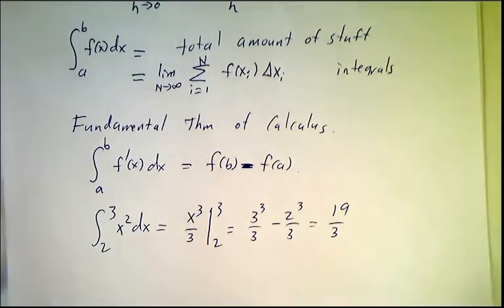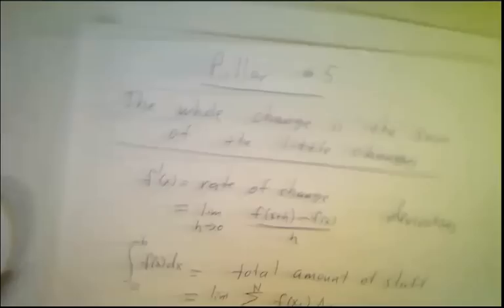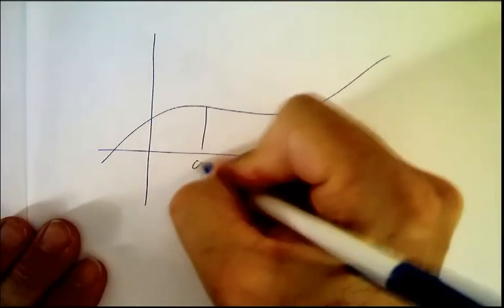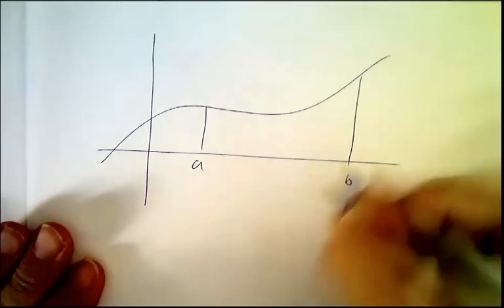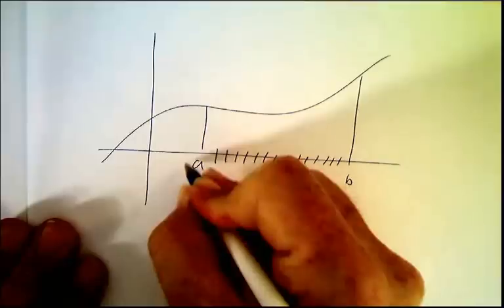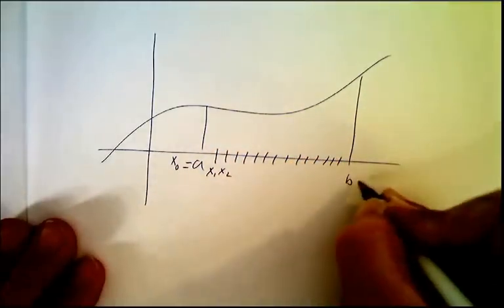So why should this be true? Well, the idea is that if you want to figure out what is the change in the function between a and b, we've got a and we've got b. And we'll take a whole bunch of points in between. So we'll call a x0, and then x1, x2, and b is xn.